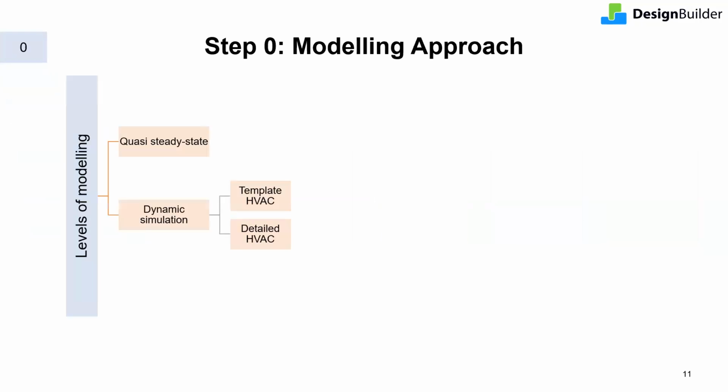So the initial decision before we start modeling is what type of modeling you need for a project. There are different levels of modeling depending on the need and complexity of the project. So there is quasi-steady state modeling. There are dynamic simulation modeling options.